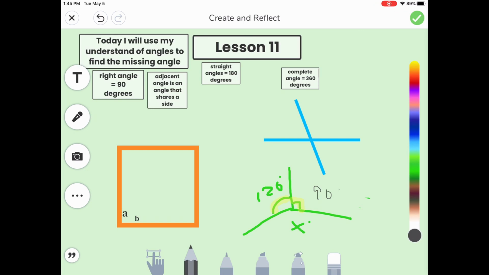Remember, today we will use our understanding of angles to find the missing angles. We have learned about right angles, adjacent angles, straight angles, and complete angles.